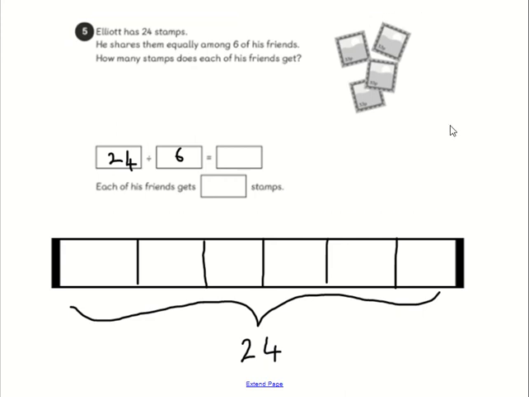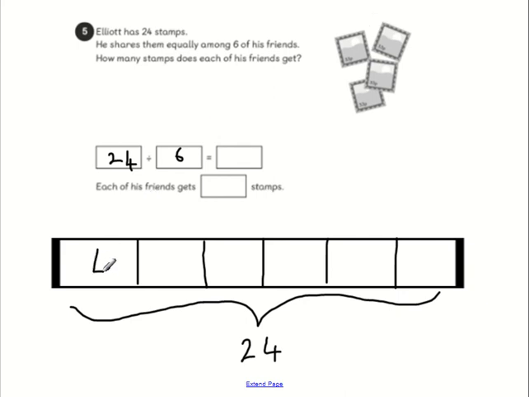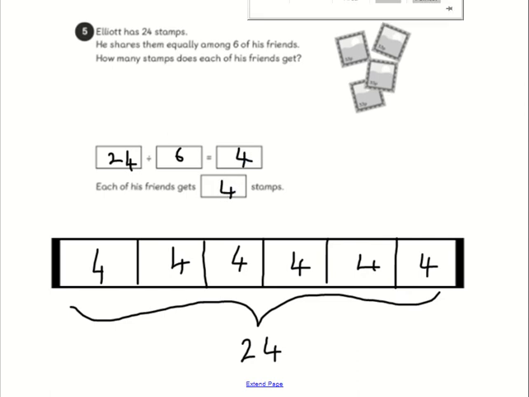Okay, so I could do this by sharing out counters if you have counters at home, or you might want to draw out 6 circles and share out 24 dots, or you might already know what 24 divided by 6 is. So 24 divided by 6 is 4. So I'm going to have 4 in each block. So each friend will get 4 stamps.